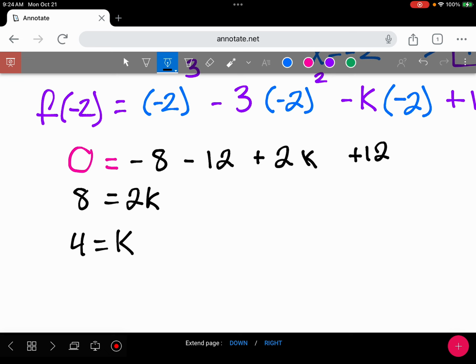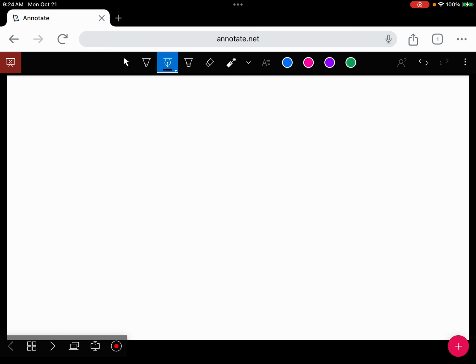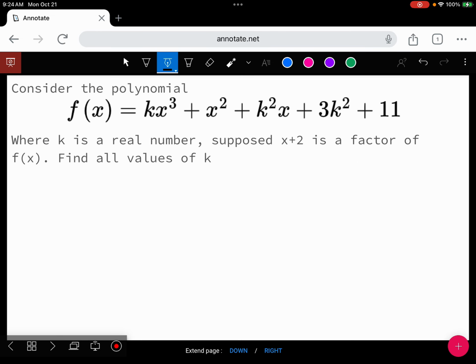Questions on this one? Okay. So we're going to do it again. I want to practice another one because these are weird, and sometimes they get a little wilder.